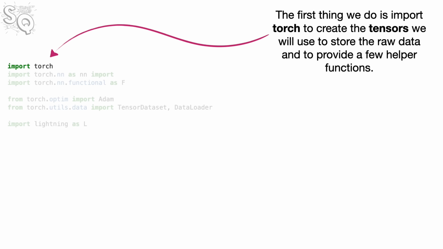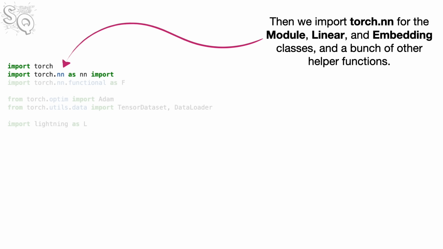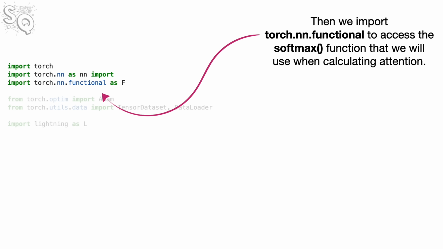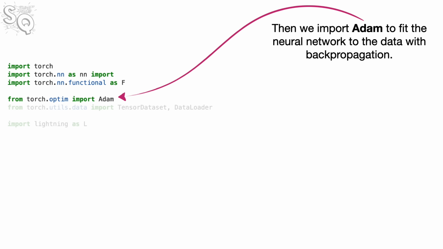The first thing we do is import Torch to create the tensors we will use to store the raw data and to provide a few helper functions. Then we import torch.nn for the module, linear, and embedding classes and a bunch of other helper functions. Then we import torch.nn.functional to access the softmax function that we will use when calculating attention. Then we import Adam to fit the neural network to the data with backpropagation.